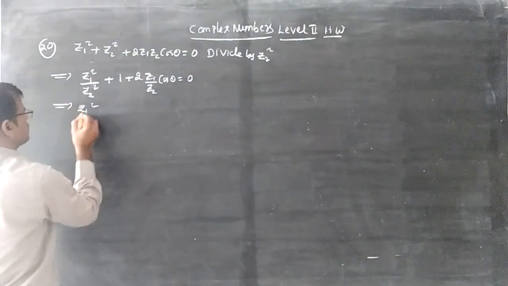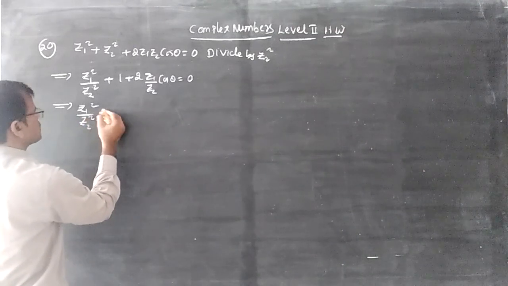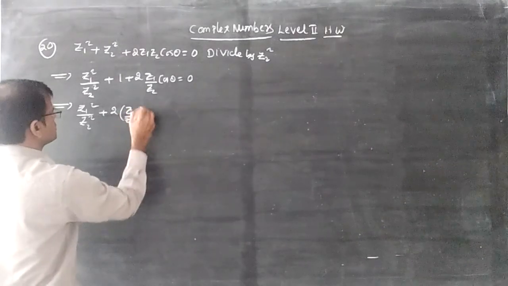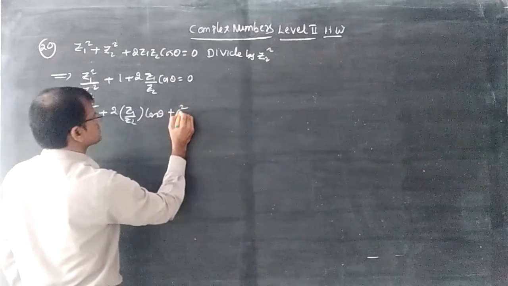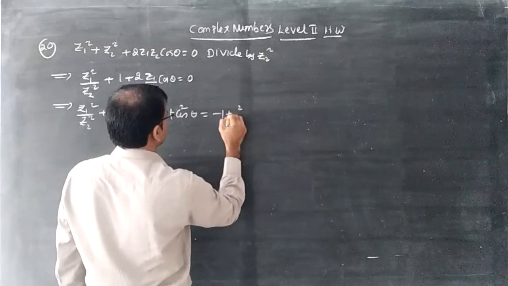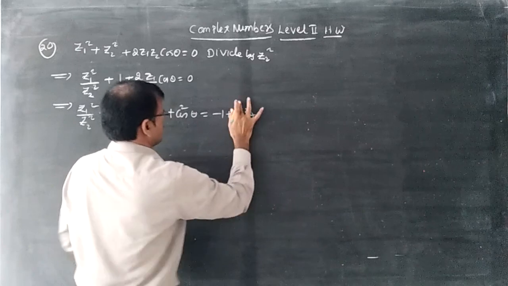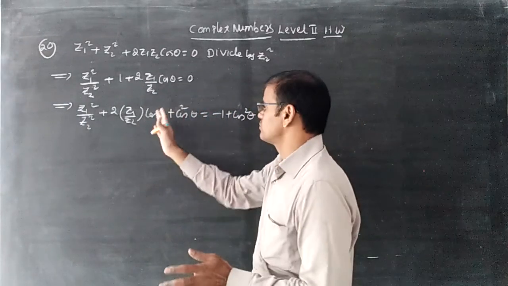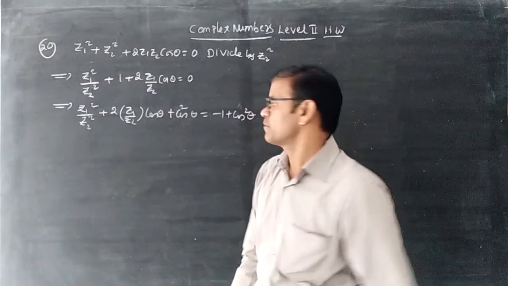That implies Z1 square by Z2 square plus 2 into Z1 by Z2 cos theta, plus cos square theta, is equal to minus 1 plus cos square theta. What did you do, sir? Cos square theta added and subtracted, added on both sides, after taking 1 to the right side.